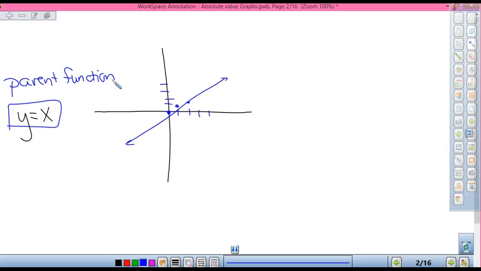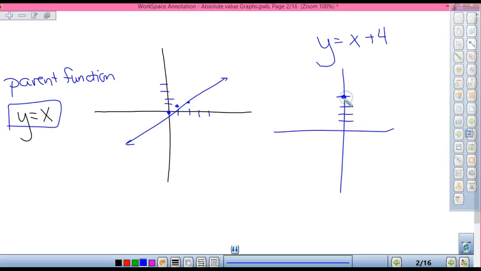Okay? If I change this to y equals x plus 4, where's my starting point? 4. So 1, 2, 3, 4. And then what do I still do? Up 1, over 1, up 1, over 1. So this, what did it do based off of my parent function? It just moved up how many? 4. Moved up this guy right here.